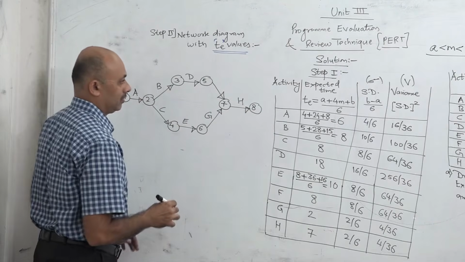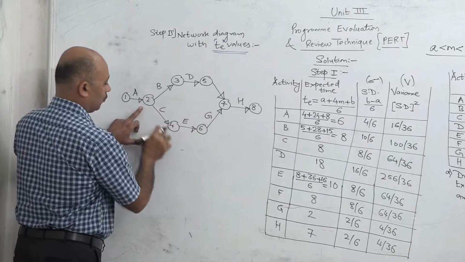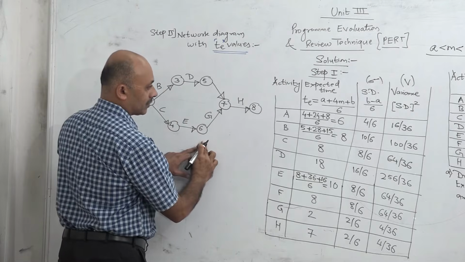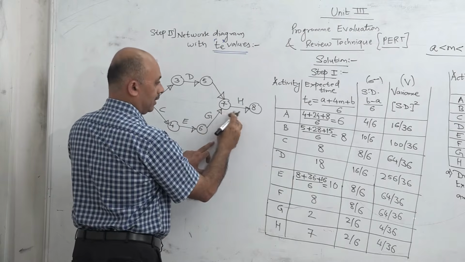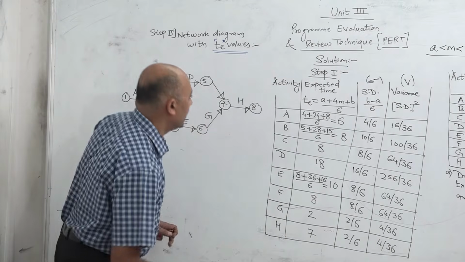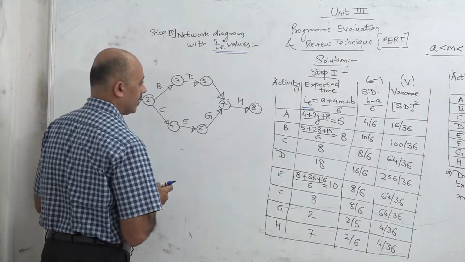Okay, just cross check the network. A is 1, 2. Then B is 2, 3. C is 2, 4. D is 3, 5. E is 4, 6. F is 5, 7. G is 6, 7. And H is 7, 8. Now we will write the TE values in the network diagram.